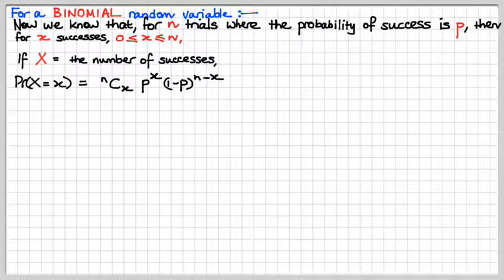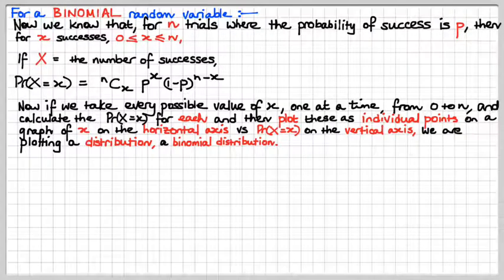So we know that the probability that the number of successes equals a specific value will be nCx times p to the x times 1 minus p to the n minus x. That's the formula we use. It's a bit abstract, isn't it? But look, it'll get clearer as we go along, okay?